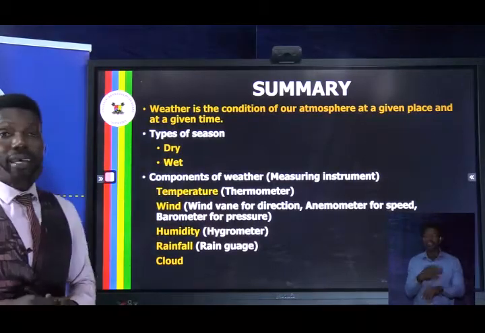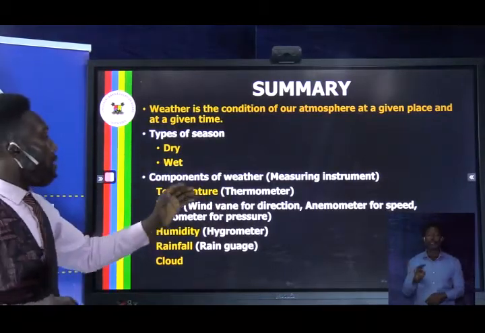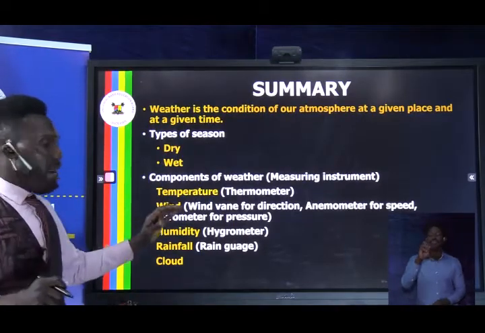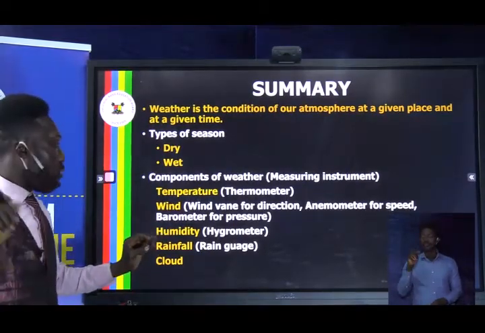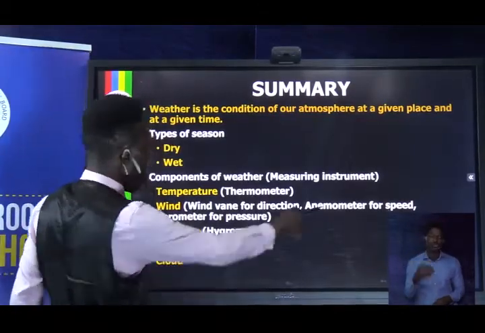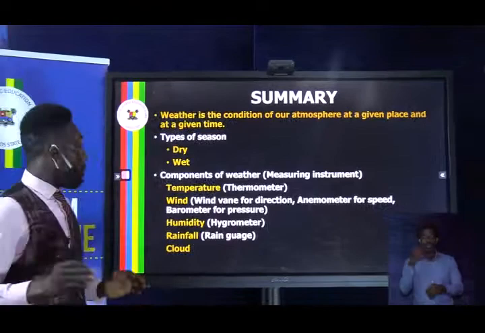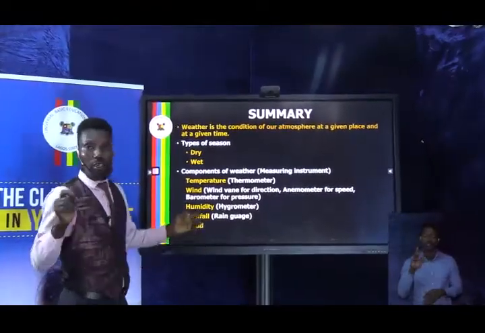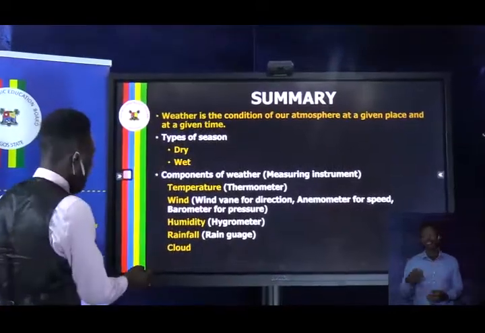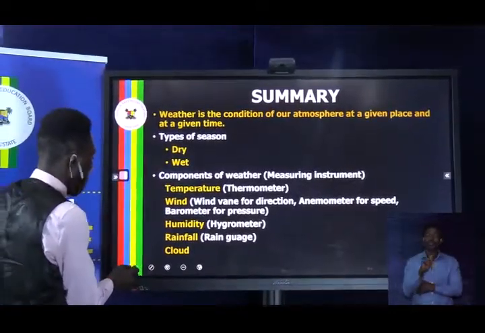We also talked about the components of weather and the measuring instruments: temperature, thermometer; wind, when you are finding the direction of wind, wind vane, when you are finding the speed of wind, anemometer; and for air pressure, we use barometer. The instrument for measuring humidity, hygrometer; rainfall, and the instrument for that is rain gauge.